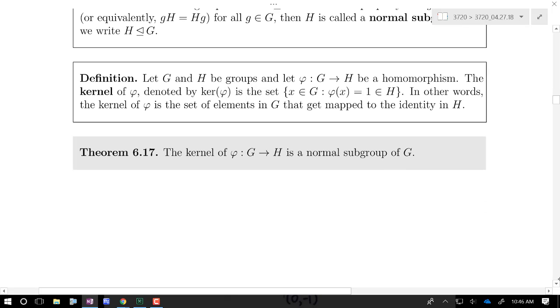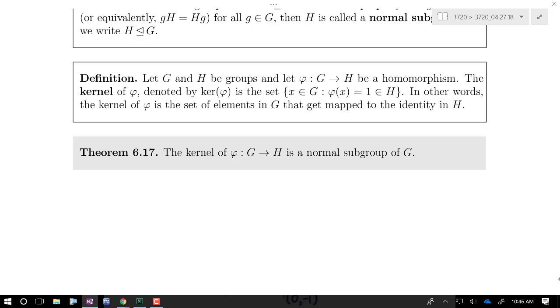So if I have a homomorphism between groups, then the kernel of phi, the kernel of the homomorphism, is the set of all the elements that map to the identity. Notice that a homomorphism need not be surjective in itself. It need not be one-to-one. So it's possible to have a bunch of elements that do map to the identity. That's okay. When we consider all the elements that map to the identity, we call that the kernel of the homomorphism.